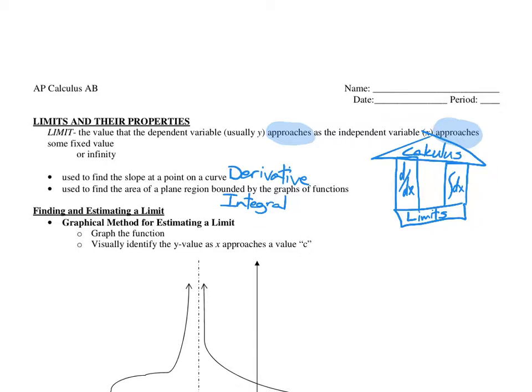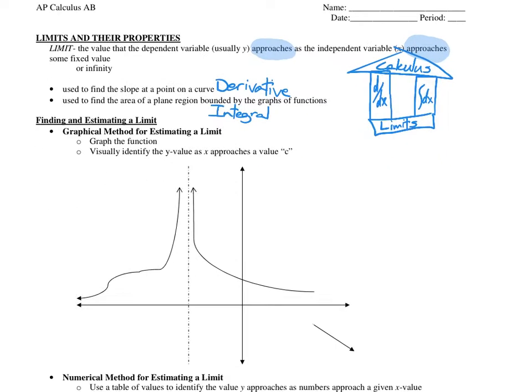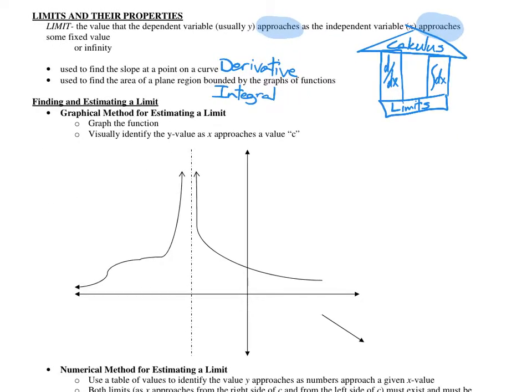So let's look at this before we even get into notation. Let's look at what we are talking about. We can estimate a limit based on a graph. If we're given some kind of function, we can graph that function. And then what we're doing when we're estimating a limit is visually identifying the y value as x is approaching c. Now c is just some number. Let's say this function is our f of x.